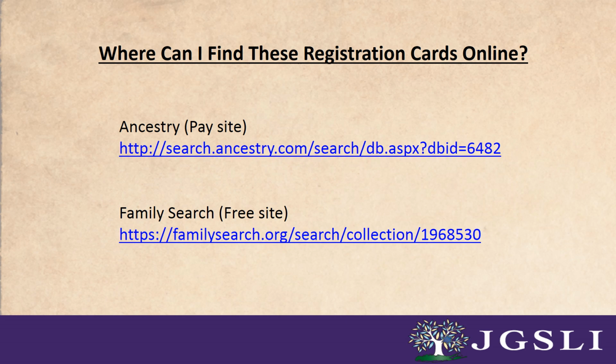So where can you find this information online? Here are 2 possibilities. If you have an Ancestry subscription, or you can use the service from your library, here is the link for the World War I cards. Family Search also has a collection of World War I cards that you can search without a charge. Because we see how indexes can vary, if possible, I would recommend searching both.